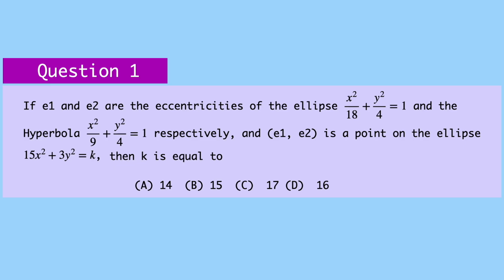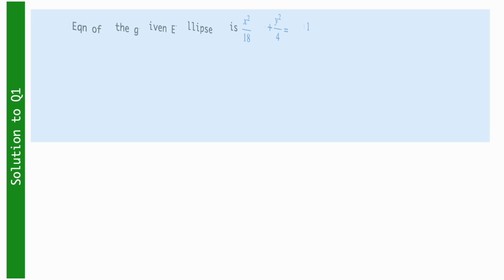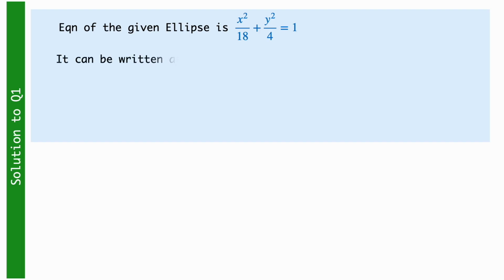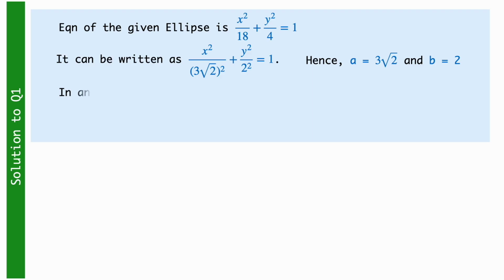Let us find out. Here the equation of the given ellipse is x²/18 + y²/4 = 1. It can be written as x²/(3√2)² + y²/2² = 1. Hence, a = 3√2 and b = 2. We know that in an ellipse, the Pythagorean relationship among a, b and c is c² = a² − b². Hence, c is √(18 − 4), that is √14.